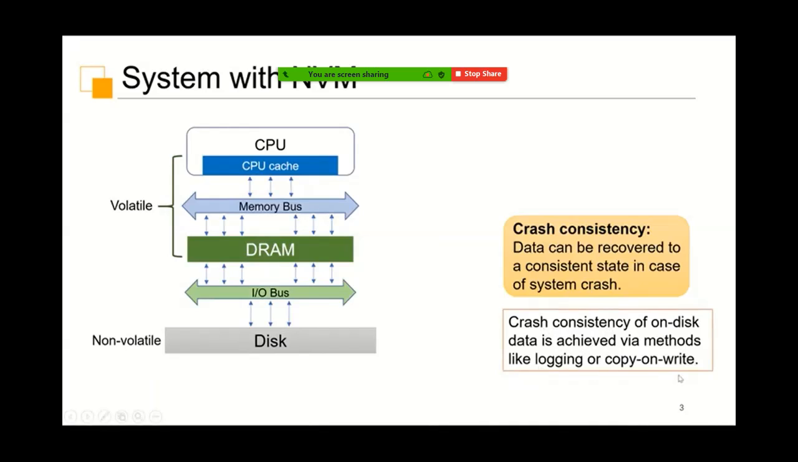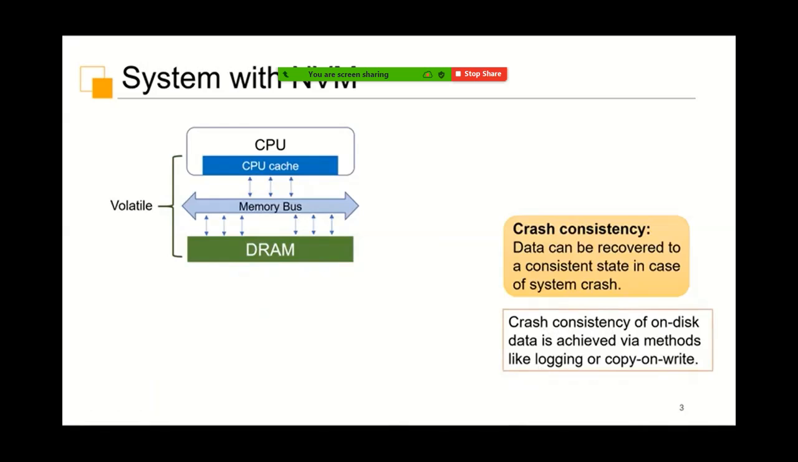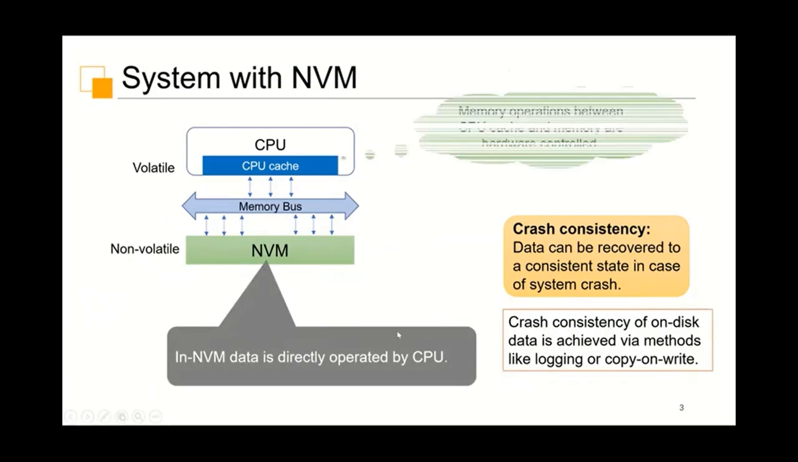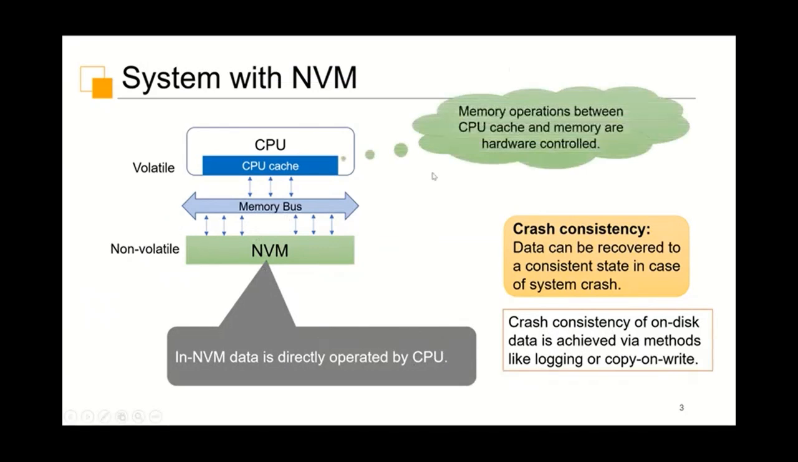Now with using the non-volatile memory, we can reshape this architecture in this way. However, now the data in NVM will be directly operated by the CPU, and we know that the memory operations between the CPU cache and the memory are hardware controlled. So this will bring new challenges for us to guarantee the correct consistency stored in NVM.